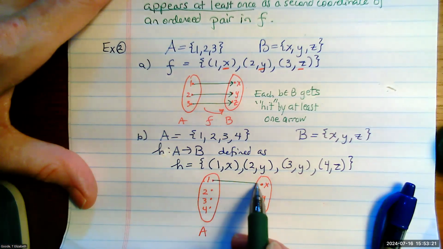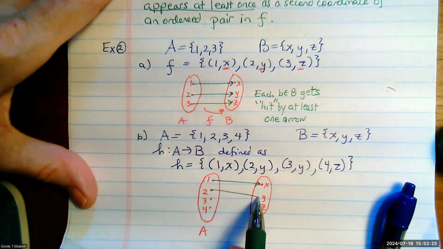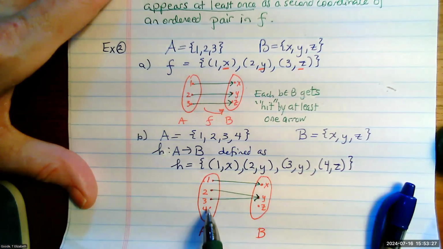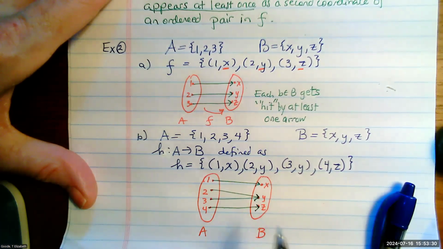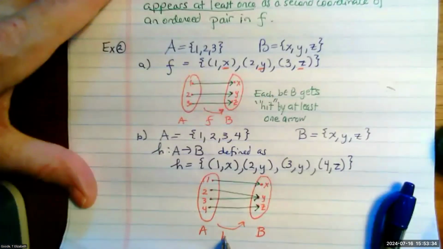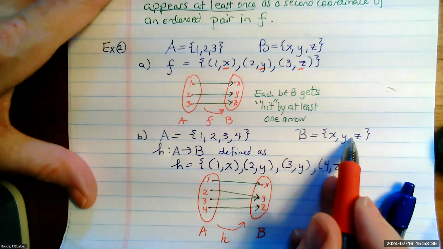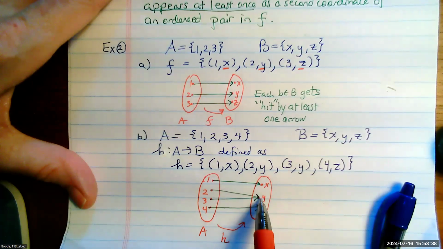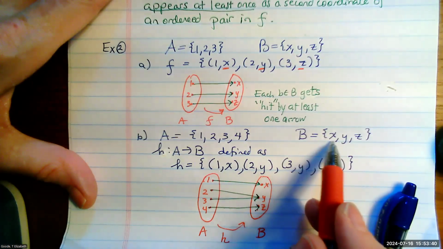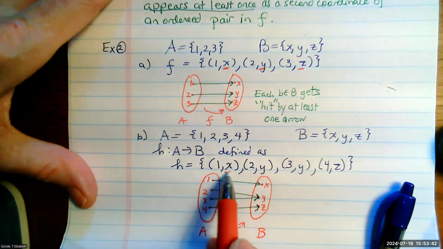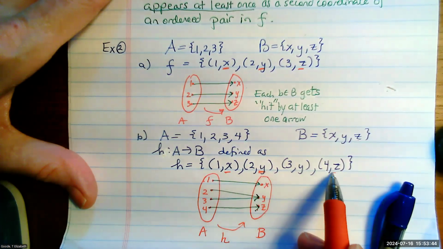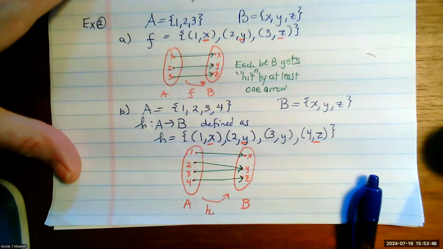We've got an arrow from 1 to X, 2 goes to Y, 3 also goes to Y. That's okay. We're just trying to hit everything. It doesn't matter if we hit it more than once. You know what I mean? Each element of B gets hit by at least one arrow. Each element of codomain B appears as a second coordinate at least once.